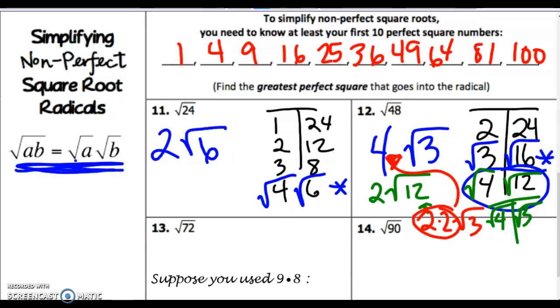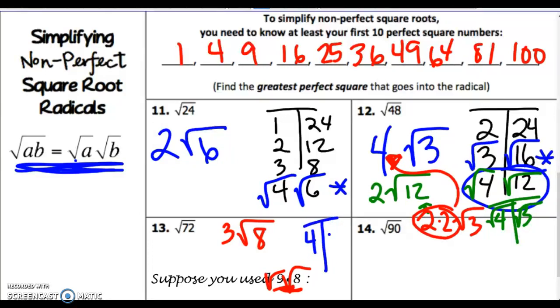All right, square root of 72. This says suppose I use 9 times 8. Well, there is a faster way, but let's just suppose that I do that. Well, what's the square root of 9? 3. What's the square root of 8? I don't know yet, so I'm going to write it down. I know it's not perfect. However, there is another perfect square that goes into 8. What is it?